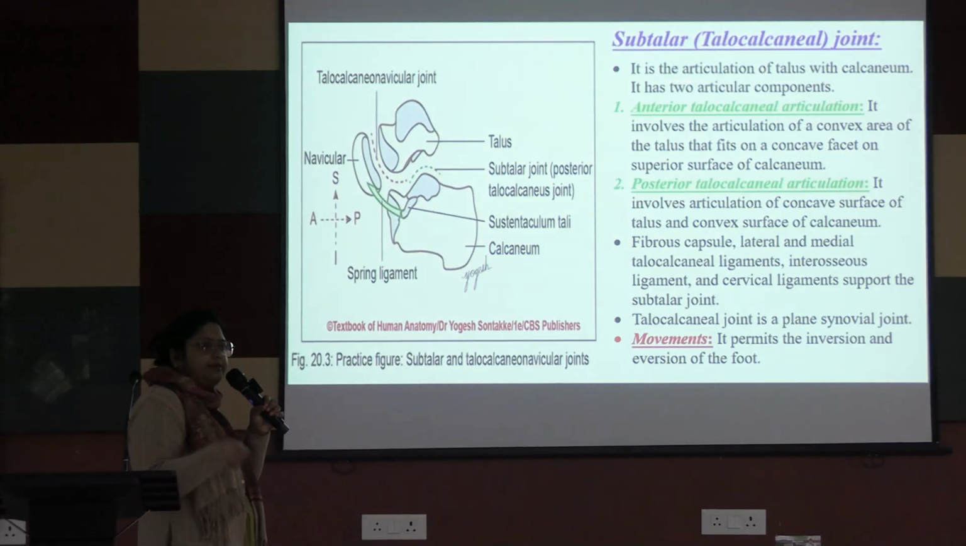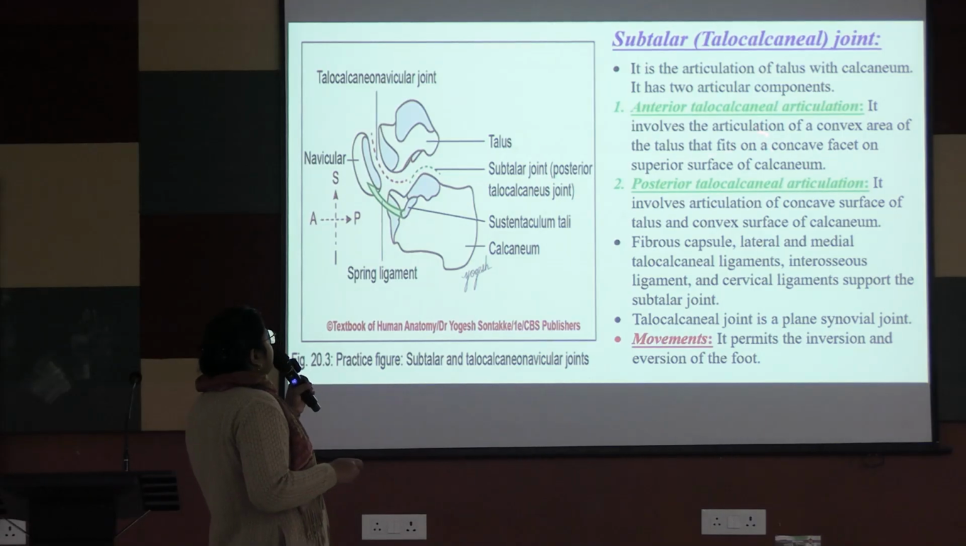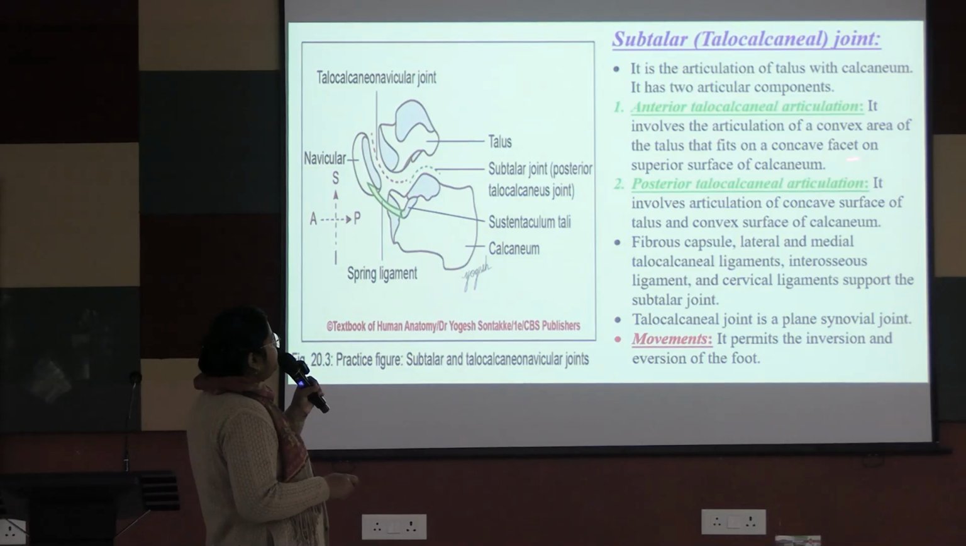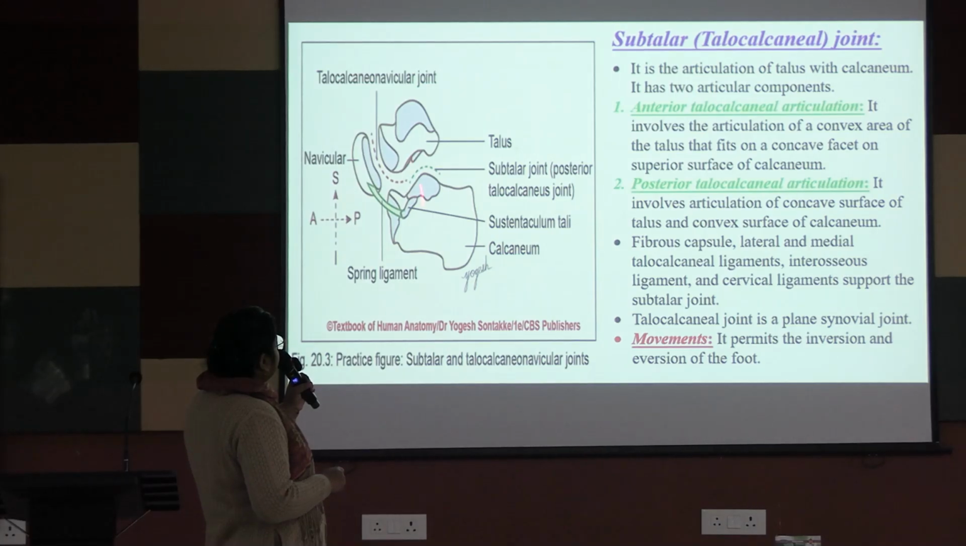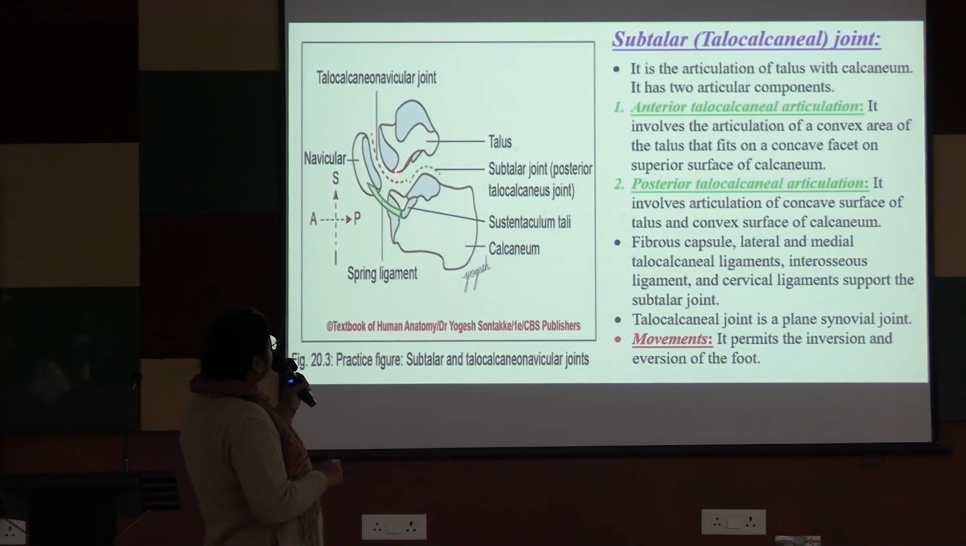It has an anterior part and a posterior part divided by the sinus tarsi. The anterior part involves the articulation of the convex area of the talus that fits on the concave facet on the superior surface of the calcaneum. Here it is the anterior talocalcaneal joint. In the posterior talocalcaneal articulation, the concave surface of the talus articulates with the convex surface of the calcaneum. So this part forms the posterior talocalcaneal joint.